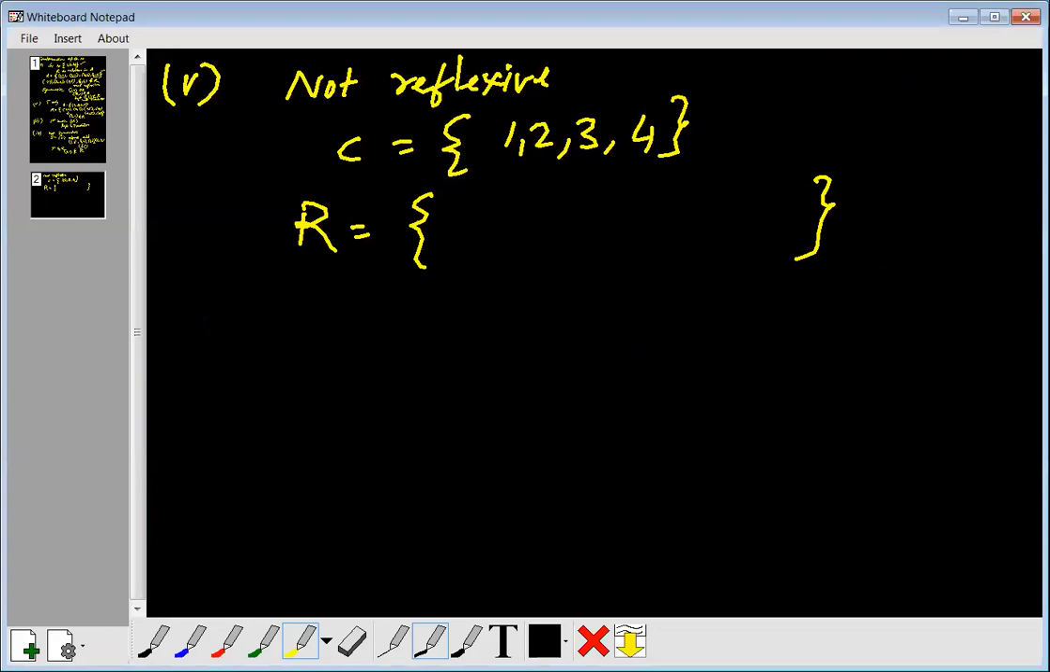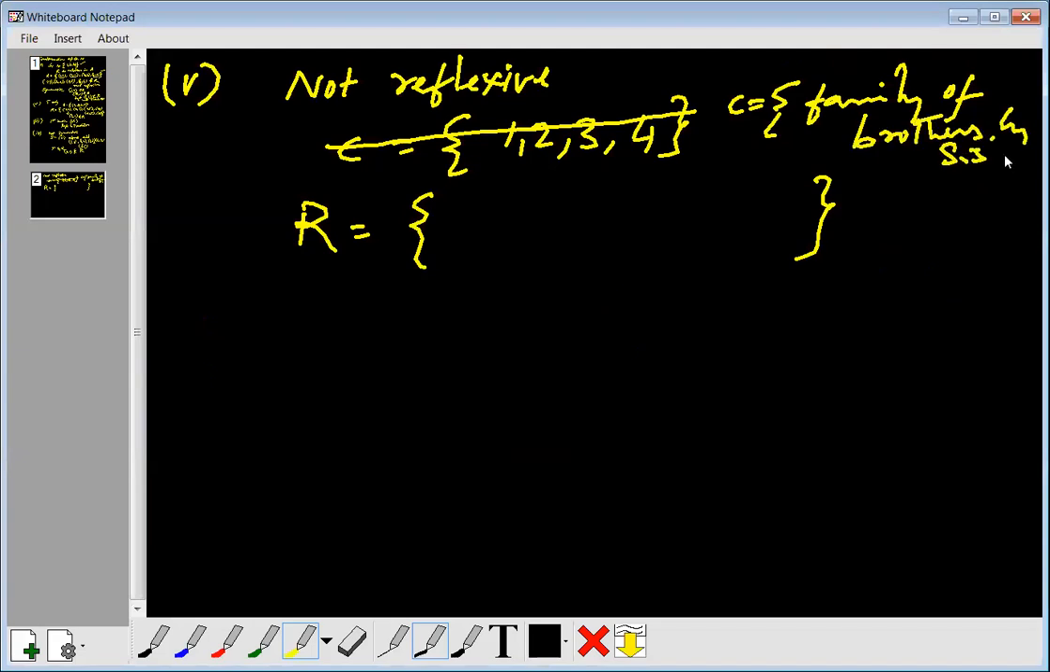We can actually take this and say C is a family of brothers and sisters. Okay, brothers and sisters. So now let's say we are picking up any two of them. You can have the brothers and sisters, maybe say A, B, C, D, E, or whatever.